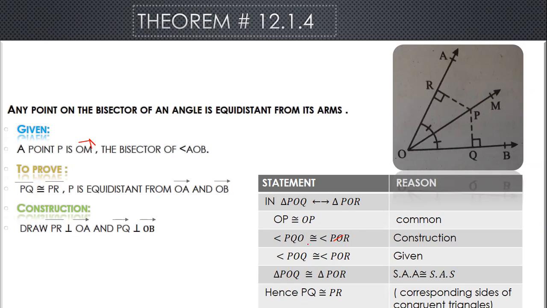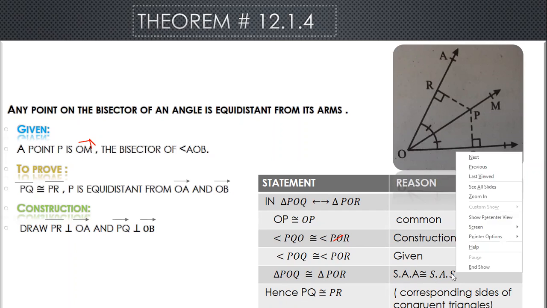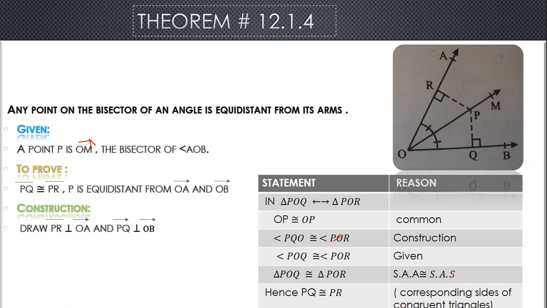Now two angles and one side are congruent. It means that both triangles are congruent. Triangle POQ is congruent to triangle POR, and the postulate will be side angle angle because we use two angles and one side. When triangles are congruent, then each side and each angle will be congruent. So PQ is congruent to PR. The reason is corresponding sides of congruent triangles.